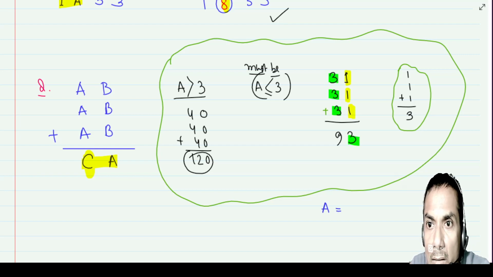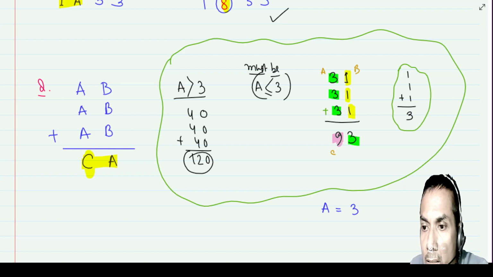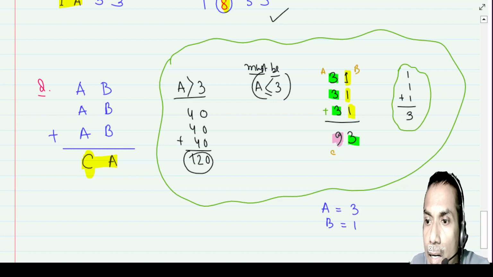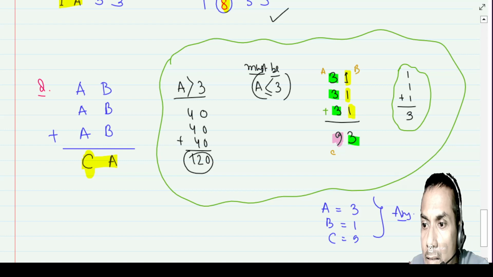Oh, sorry, there is another one also, C. Correct. Here also you can write down that this is A, this side is B, and that is C. Okay. So here is the answer. A is 3 and B is 1 and C is 9. This is the correct answer.